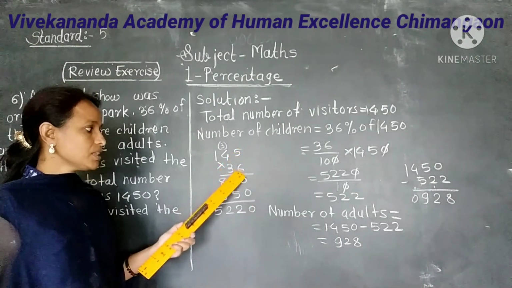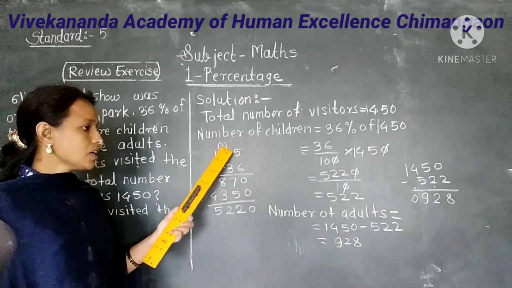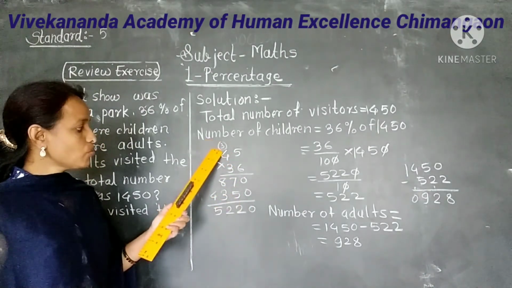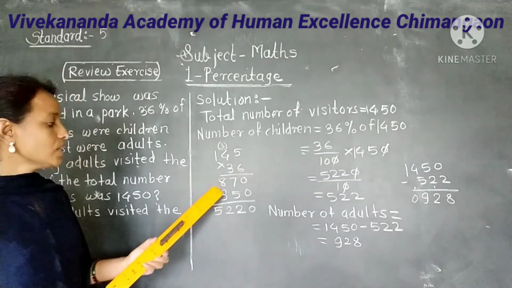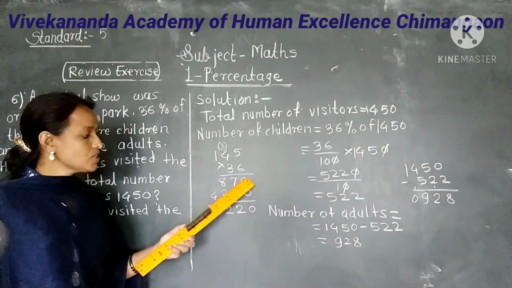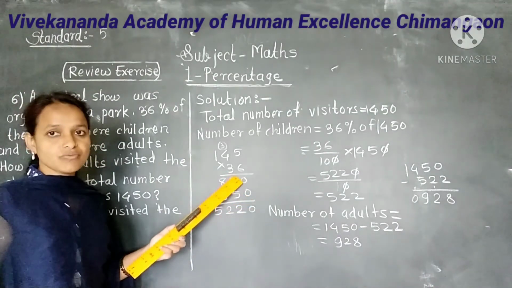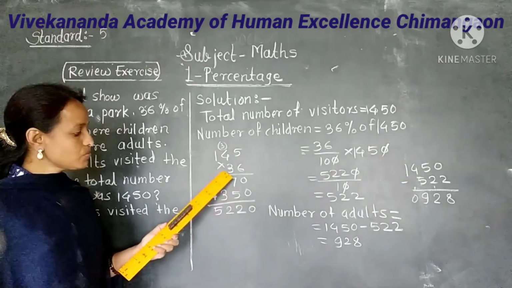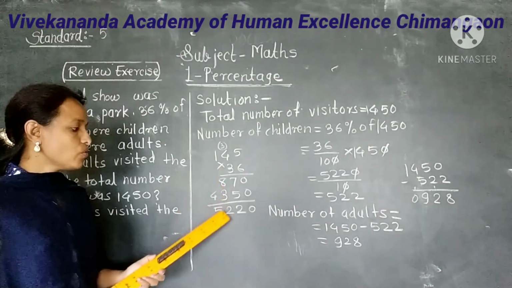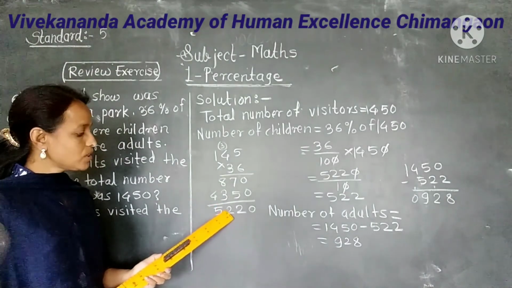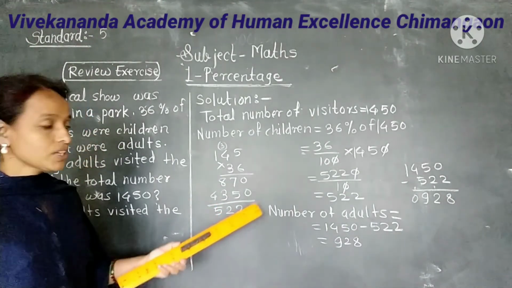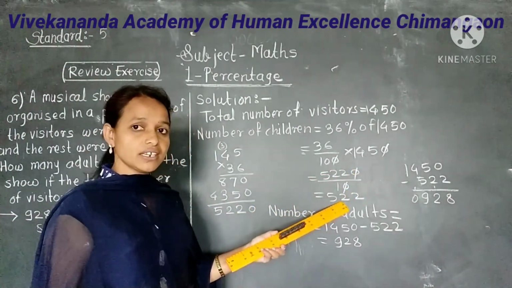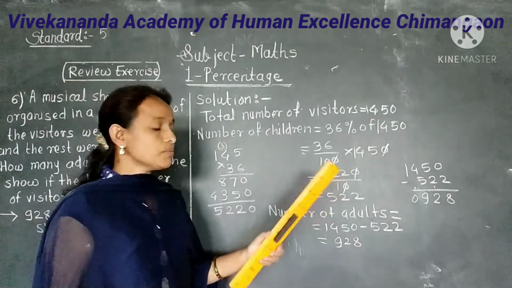Then we multiply 5 by 3. 3 5s are 15, 5 carry over 1. 4 3s are 12 plus 1 is 13. 3 carry over 1. 3 1s are 3 plus 1 is 4. Now we add these products. 0 plus 0 is 0. 7 plus 5 is 12, 2 carry over 1. 8 plus 3 is 11. 11 plus 1 is 12, 2 carry over 1. 4 plus 1 is 5. So here we get product 5220. Now 5220 we divide by 10, we get 522. So these are the number of children.